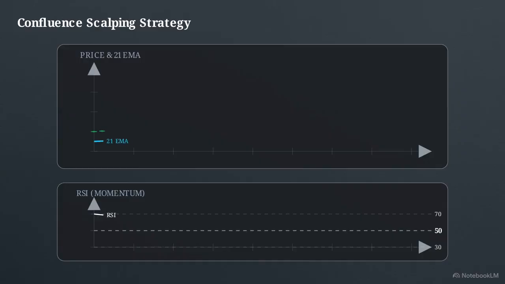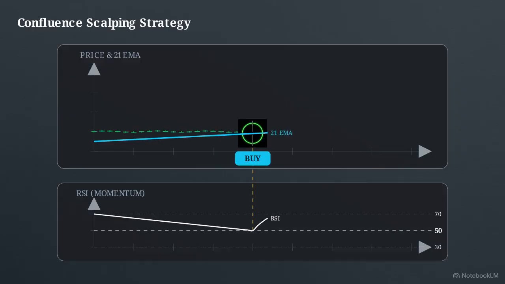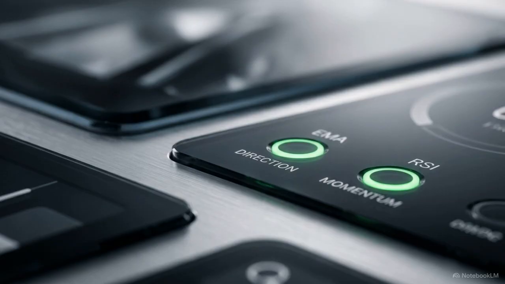The moment you enter the trade is when the RSI bounces sharply up from that 50 line and the price holds firmly above your EMA. This alignment creates a high probability setup. You have directional support from the EMA and renewed momentum from the RSI, which helps you avoid false signals.